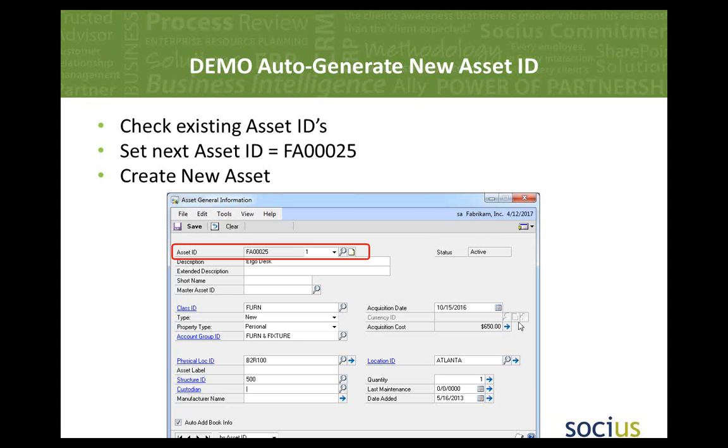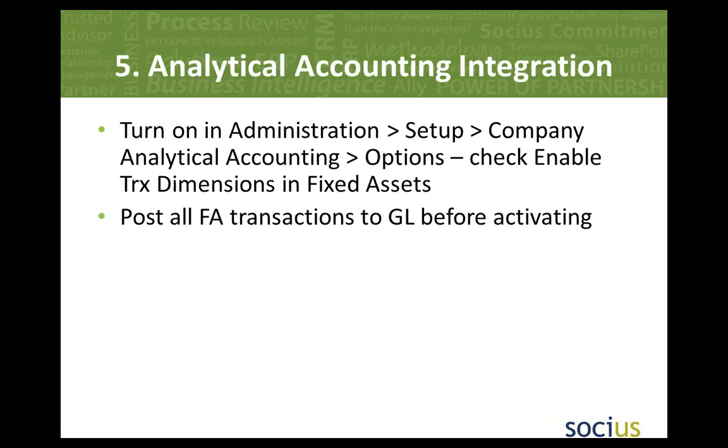So back over to our slideshow. The next feature is the integration between fixed assets and analytical accounting. The analytical accounting module is a module that supplements the GL and allows you to subcategorize transactions that you post to the general ledger. So this functionality has now been included within fixed assets. So you can flag fixed asset transactions with analytical accounting dimensions for more varied reporting.